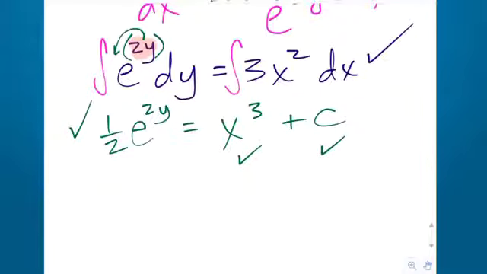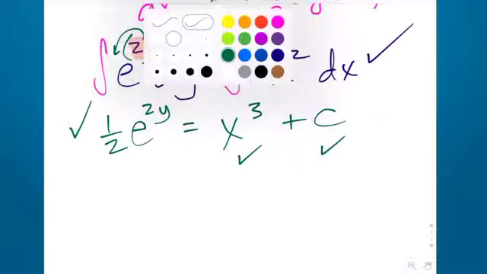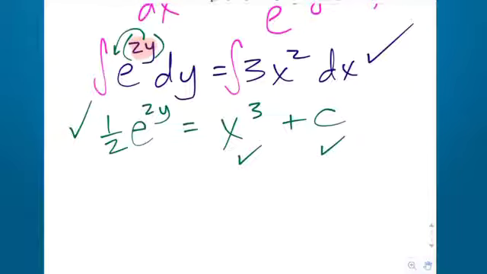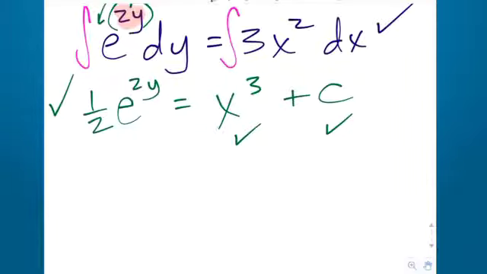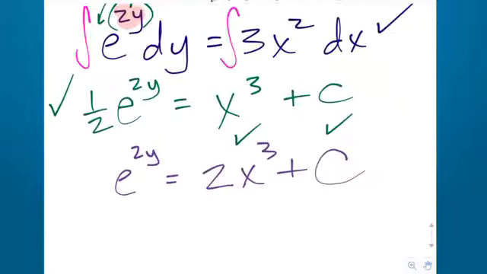All right, now we got to solve for y. And remember, as we solve for y, c is the ShamWow c. It can absorb constants. So the first thing I'm going to do is multiply both sides by 2 to get rid of the half. So you get e to the 2y equals 2x cubed plus 2 times c, ShamWow c.